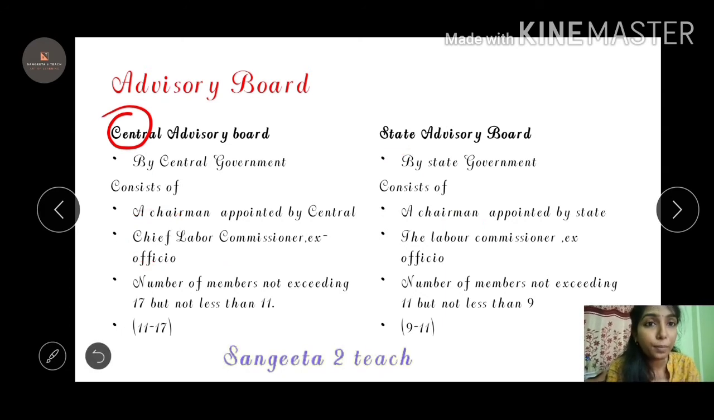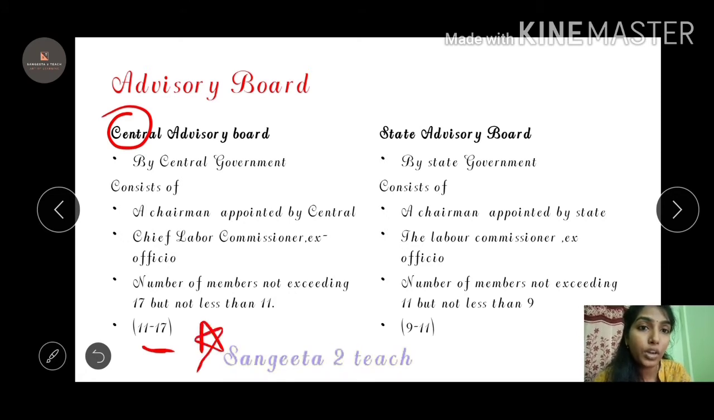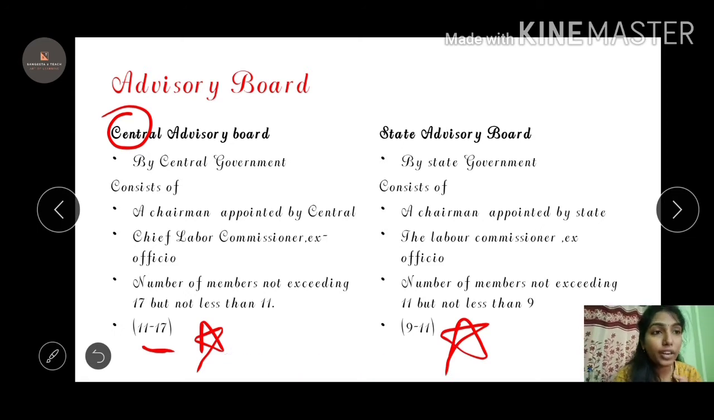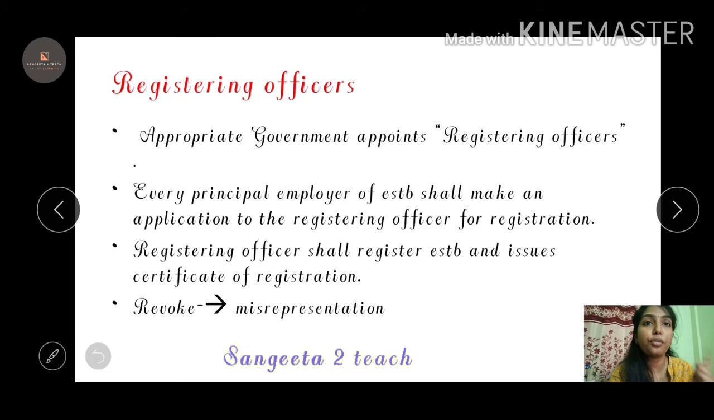The number of members shall not exceed 17 but not be less than 11. So the range of people in the Central Advisory Board is 11 to 17. This is a very, very important question that has been asked. You have to remember this. And in the state, it should not exceed 9 to 11. So the thing is 11 to 17 in the Central Board, 9 to 11 in the state. Okay. Please make note of this point. It is very, very important, and you have to revise it so that you don't forget.